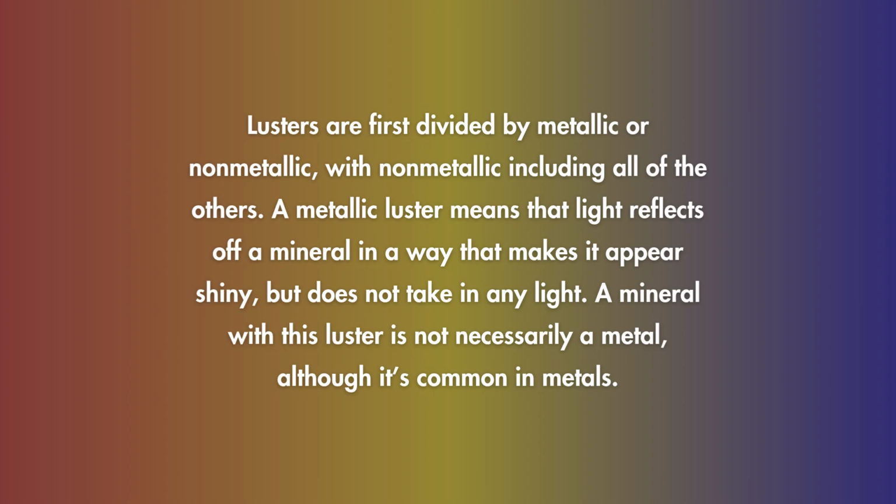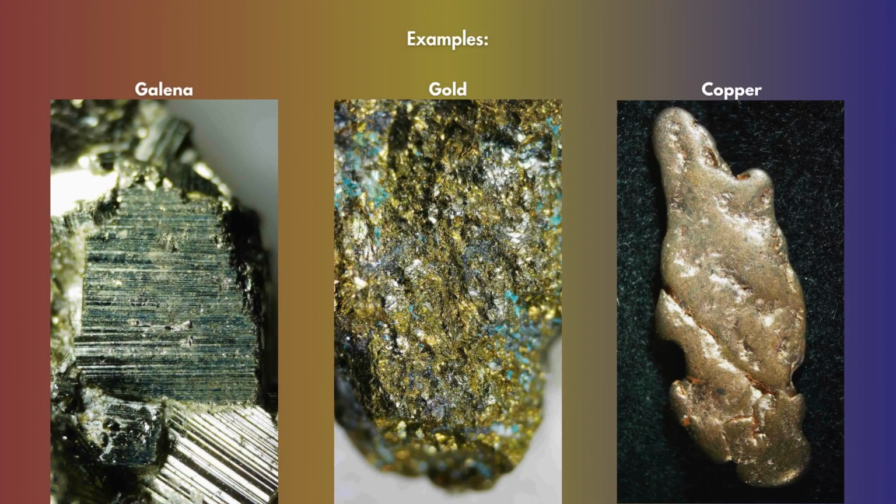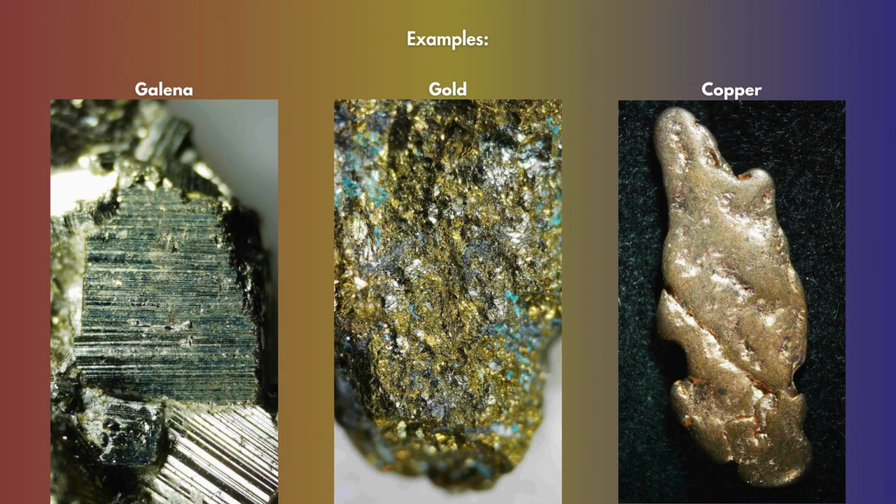Lusters are first divided by metallic or nonmetallic, with nonmetallic including all of the others. A metallic luster means that light reflects off a mineral in a way that makes it appear shiny, but does not take in any light. A mineral with this luster is not necessarily a metal, although it's common in metals. Here are some examples of minerals with a metallic luster. We've got galena, gold, and copper.